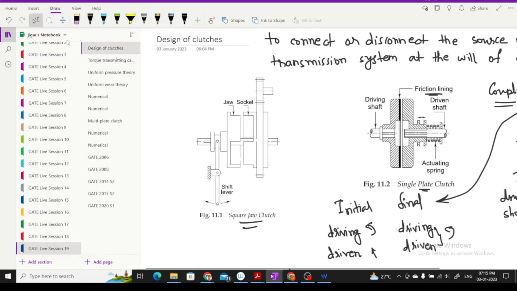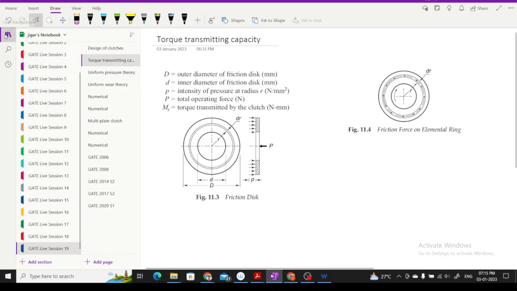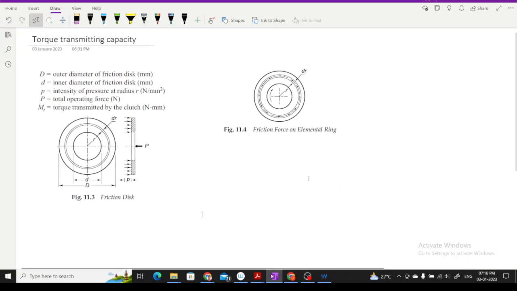Right. So now if we go for the torque transmitting capacity of frictional clutches, as you can see in this figure, the different parameters are mentioned: capital D is the outer diameter of the friction disk, small d is the inner diameter of the friction disk, p is the intensity of pressure at radius r, capital P is the force, and Mt is the torque transmitted by the clutch. Here the frictional force is shown on the particular element defined in this figure.